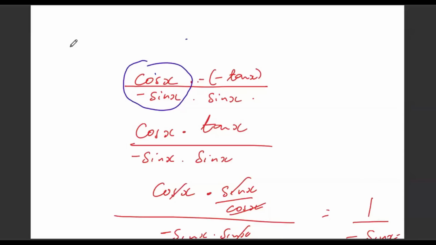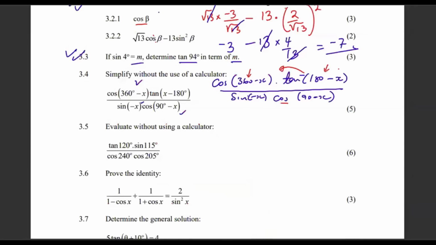We know that cos over sine is the cot, which is like 1 over tan. So that would have been tan x over tan x times the sine of x. This cancels, and then we're back to the answer straight away. Okay, so that is 3.4 with a reduction.